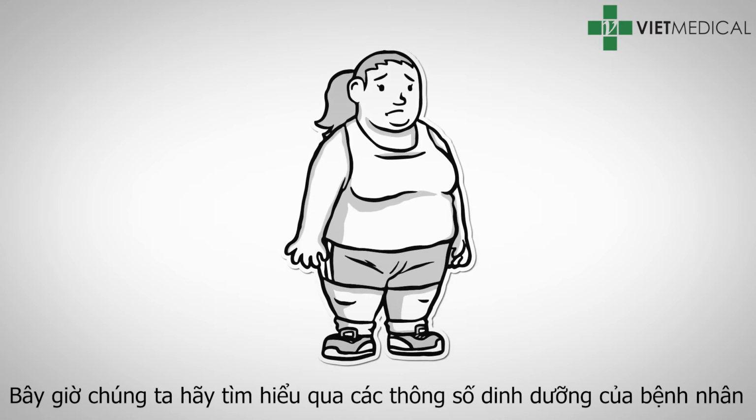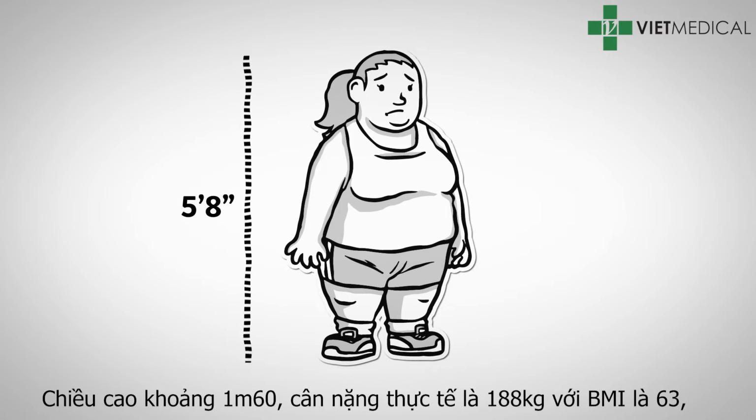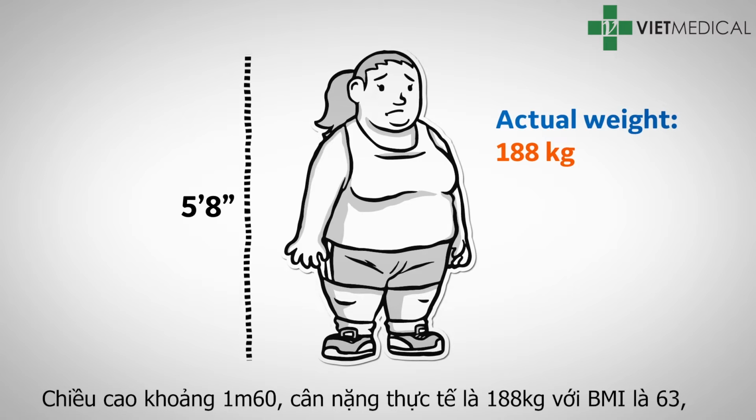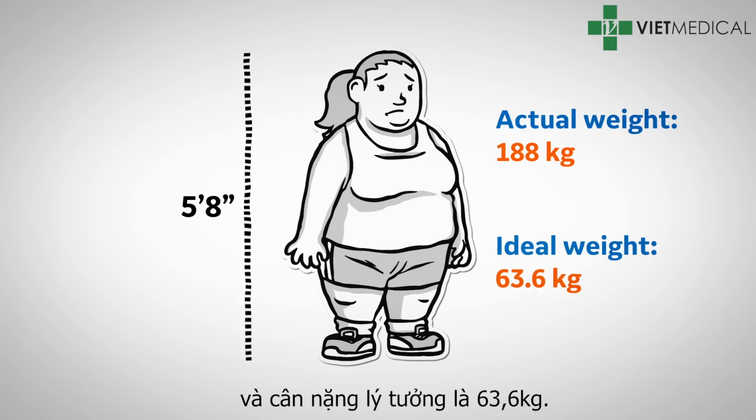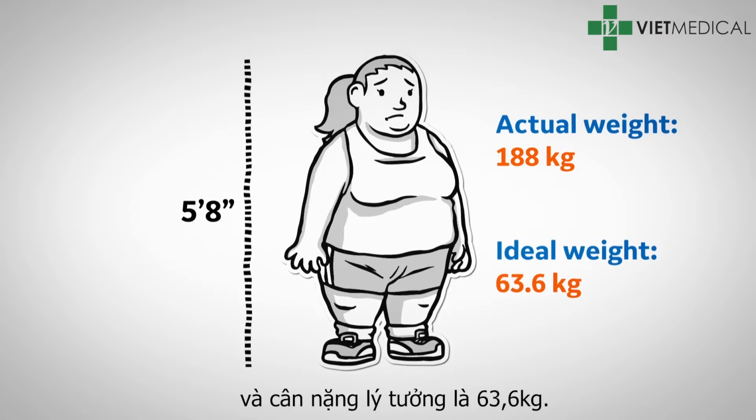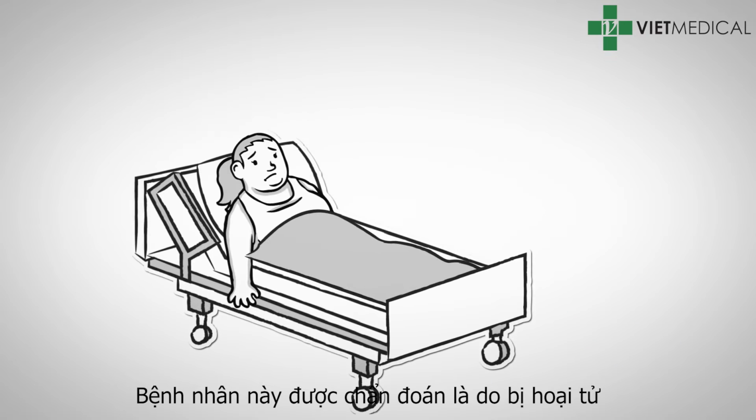Now let's take a look at the patient's nutrition parameters. Height is 5 foot 8 inches. Actual body weight is 188 kilograms, which translates into a BMI, body mass index, of 63, and ideal body weight at 63.6 kilograms. So this patient was diagnosed with necrotizing fasciitis.